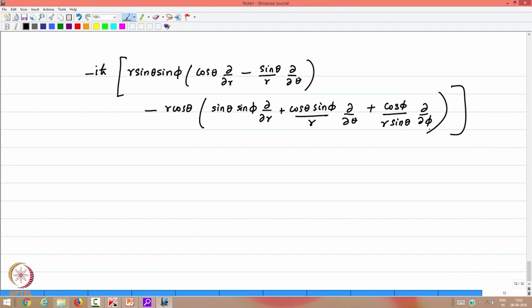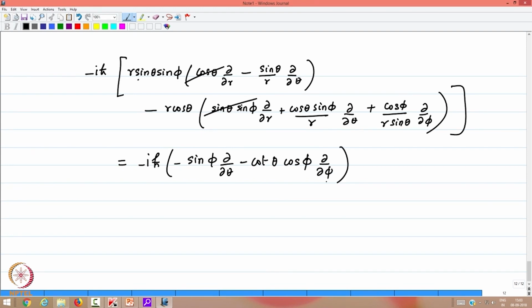You can simplify it and cancel the terms. For example, this gets cancelled, and then there is also a sin square theta term. This is the sin square theta term, and the r cancels out. So it is sin phi sin square theta, and this is sin phi cos square theta, both with the minus sign. Therefore, they add up to give you 1. So the final result is minus i h bar, minus sin phi dou by dou theta minus cot theta cos phi dou by dou phi. Okay, just do this algebra.